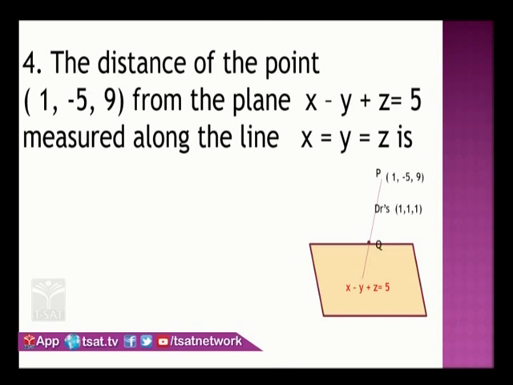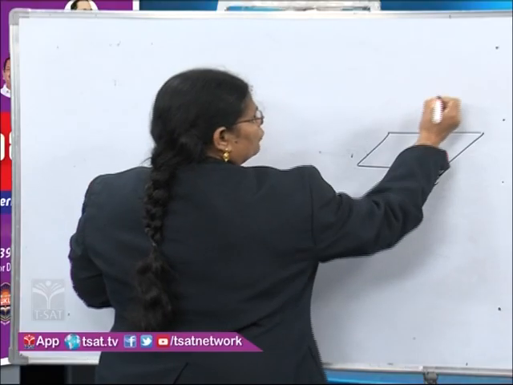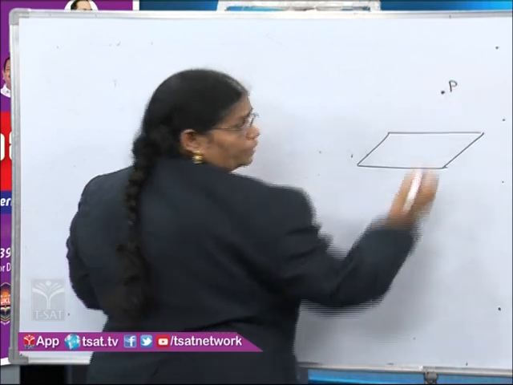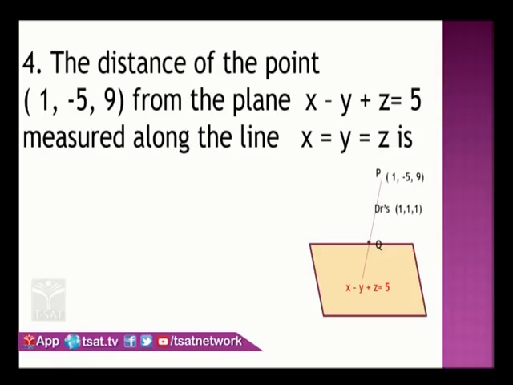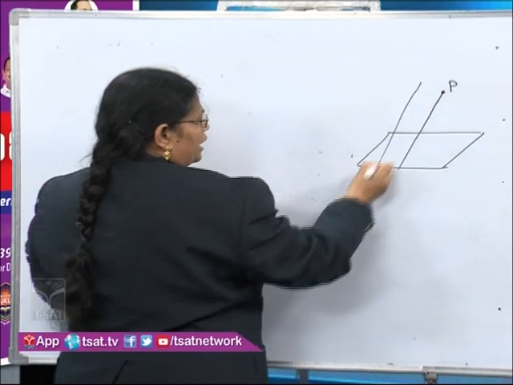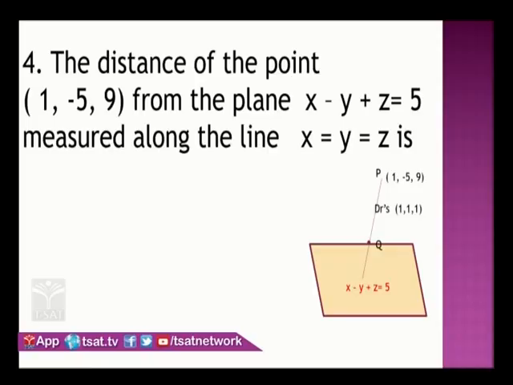The distance of the point from the plane measured along the line. You are given a plane. You have to find out the distance of a point P from the plane which is measured along the line. You are given one more line which is x equal to y equal to z. The point P is (1, minus 5, 9).